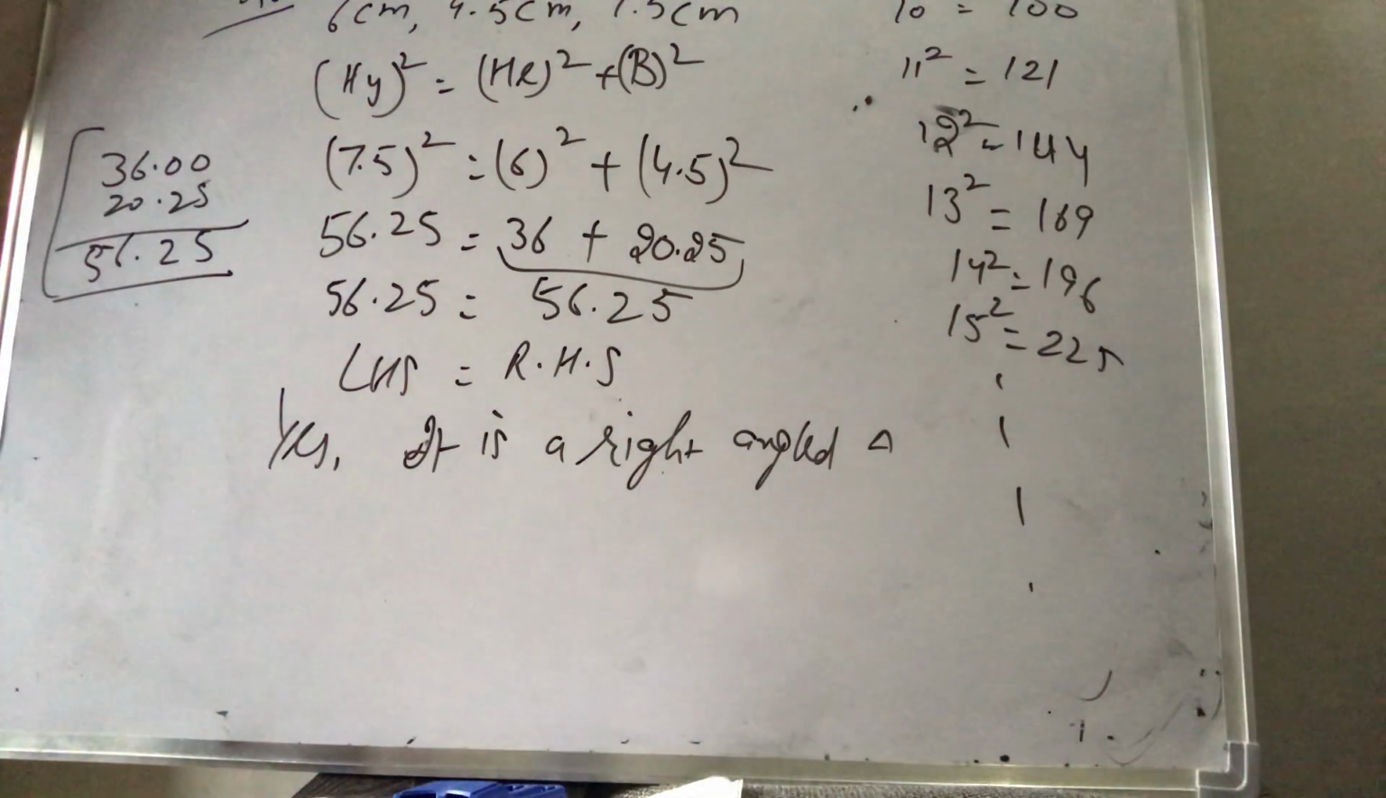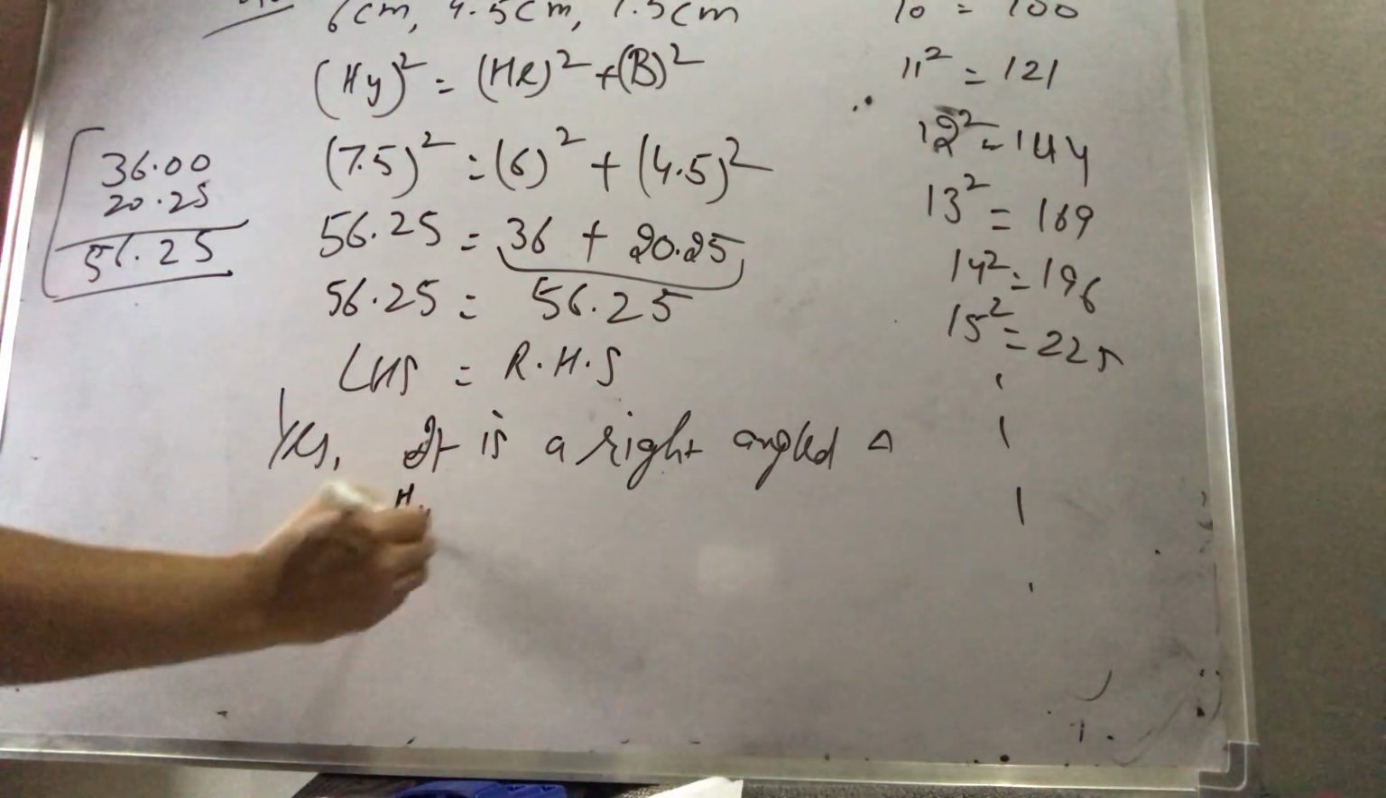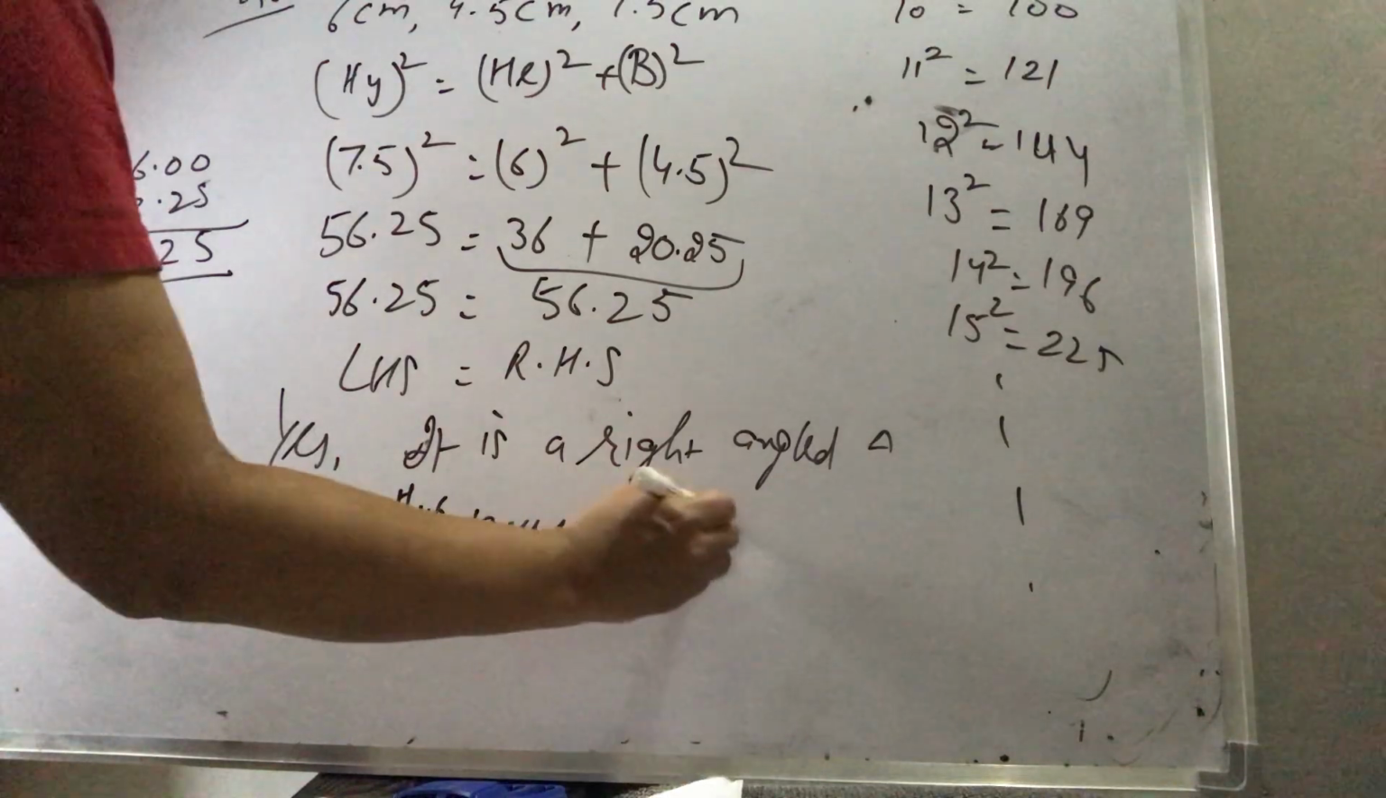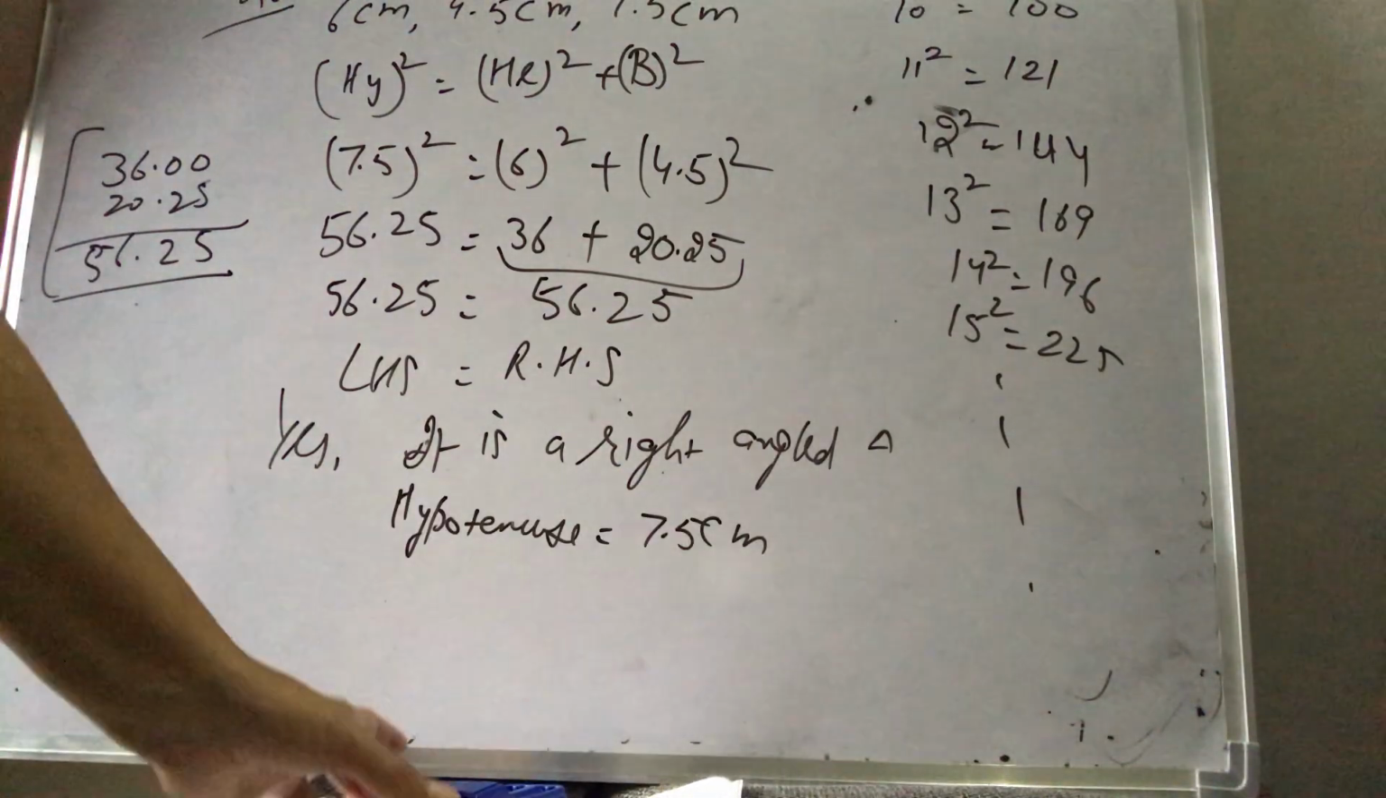After that, we are asked in the same question that if yes, then find the measure of the hypotenuse. Then we will write here that the hypotenuse is equal to 7.5 centimeter. There are two answers asked in the question.